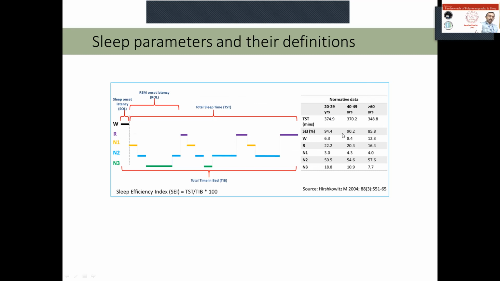With age, the sleep efficiency also decreases, and wake decreases. REM is also sometimes decreasing. Usually it is stable between, say, around 10 years to 60 years, relatively around 20 percent only. But slow wave sleep dramatically decreases with age.